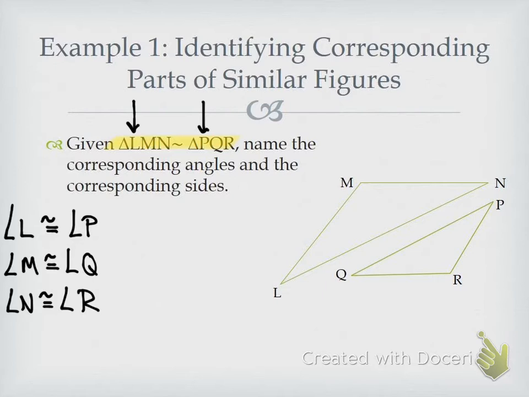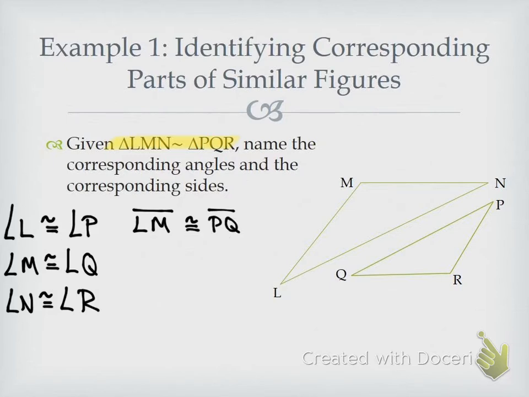Now that we have corresponding angles, let's look at corresponding sides. For corresponding sides, I use a line above the angles that are being connected. So I start with the first two angles in this triangle. Angle L and angle M connect to form a side. Side LM is congruent to side what? PQ. The first two angles in the second triangle, to side PQ.